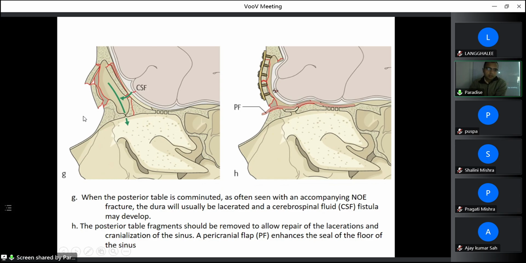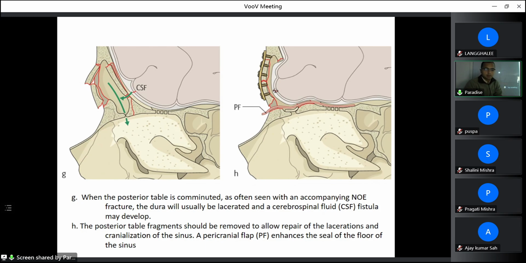Next condition, where both the anterior table and posterior table are fractured, there is CSF leakage, the dura mater is torn, and the outflow obstruction is also there. Now what will you do? You can't reduce and fix the posterior table. In this condition, you have to remove the posterior table. When the posterior table is comminuted, as often seen with accompanying NOE fracture, the dura will usually be lacerated and a CSF fistula may develop. The posterior table is removed to allow repair of the laceration and cranialization of the sinus.